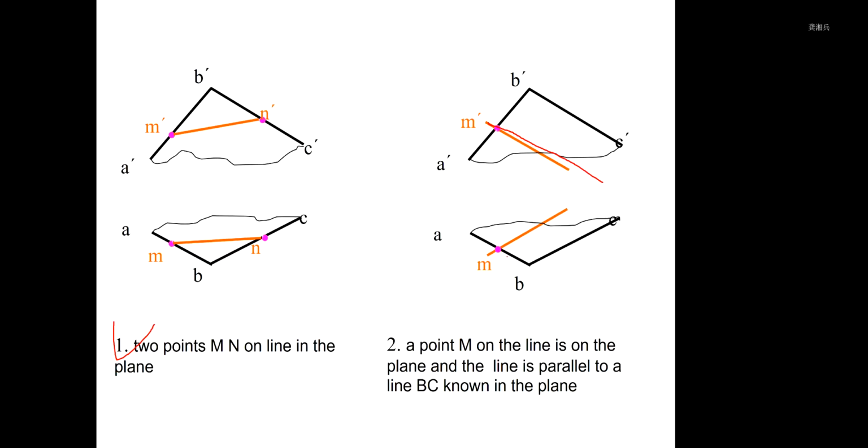You can have another method. You get a point on the line, then you can draw a helping line. What kind of helping line? This helping line is parallel to a line belonging to the plane, just here BC. You can draw it parallel to BC. All the lines are parallel, so all the projections of the lines should be parallel. So this one is parallel to this one, and this one is parallel to this one. So you can get this line belonging to the plane.